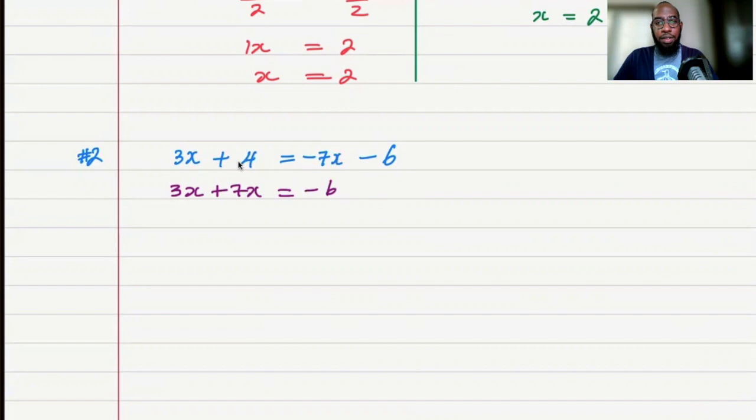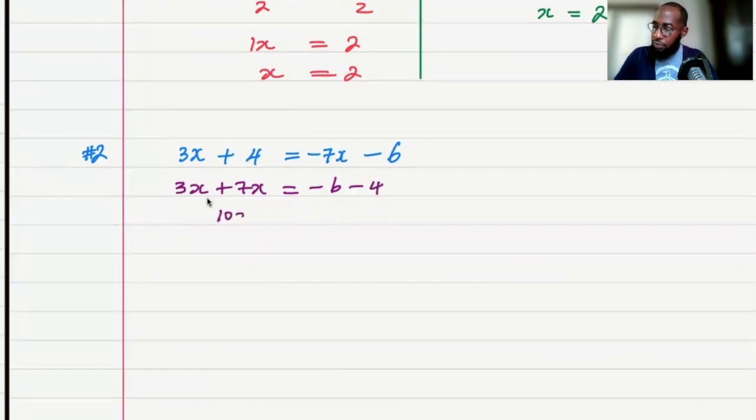If I want to get rid of this positive 4 on the left-hand side, I will subtract 4 on this side. So that would be 0. I wouldn't write it because it's 0. And I have to subtract 4 as well on this side. So further simplification, right? Once you have the same term, 3 plus 7 is 10, put back the variable, which is x. Negative 6 minus 4 is negative 10.